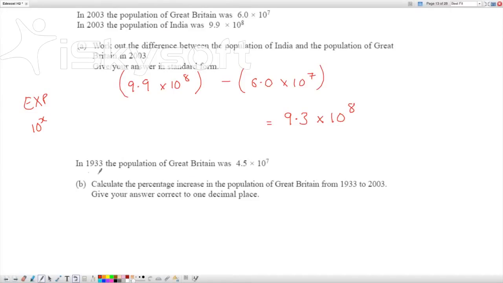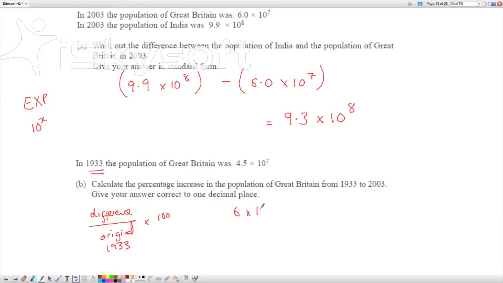We then had the population of Great Britain earlier in 1933, and we're asked to calculate the percentage increase from 1933 to 2003. To be able to calculate the percentage increase, we're going to have to look at the difference divided by the original. That was what it was in 1933, and then times by 100. We're looking at the percentage. So first off, let's work out the difference.